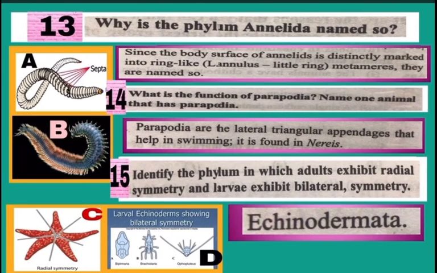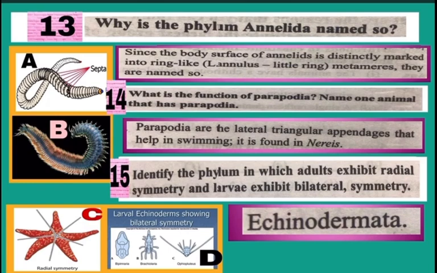Question number 13. Why is the phylum Annelida named so? Annulus ka meaning hai little rings. The body surface of annelids is distinctly, or you can say clearly, marked into ring-like metameres. See diagram A. Earthworm ka diagram hai jisme aap body surface par clear and distinct rings dekh sakte hain. And because of these rings only, the name given to this phylum is Annelida.